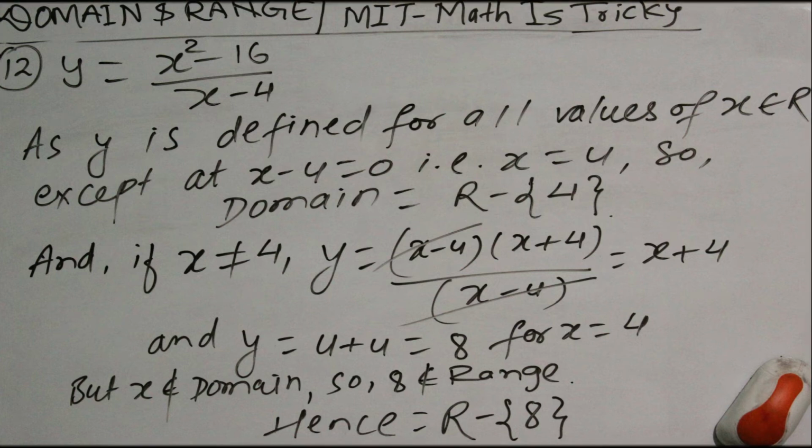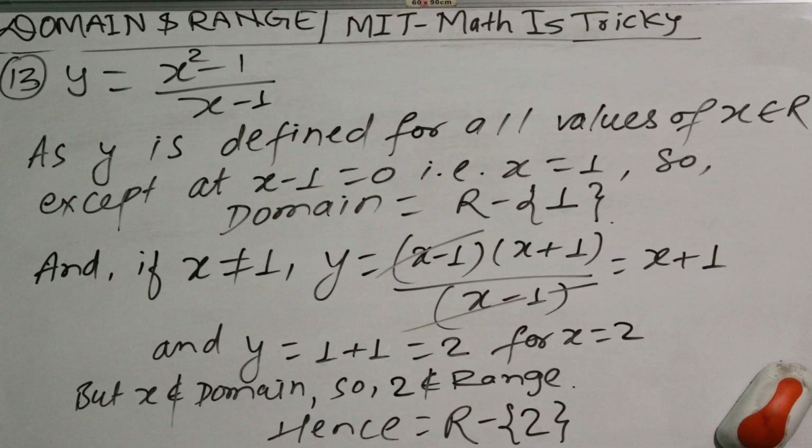Okay, now let's move to question number 13. Similar to the previous one: (x square minus 1) by (x minus 1). As before, we can see that it is defined for all values of x except x equals 1, that means x minus 1 equals 0. So the domain will be R minus {1}, a singleton set. Except 1, it is always defined.